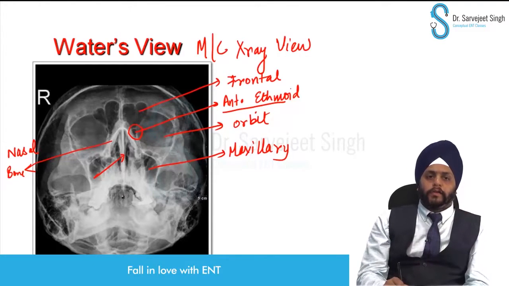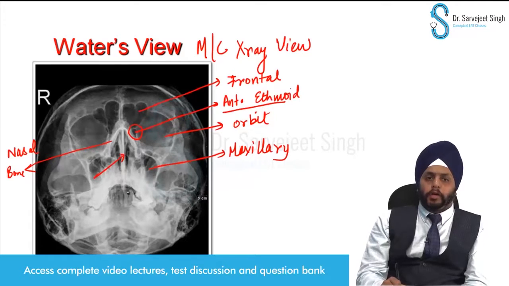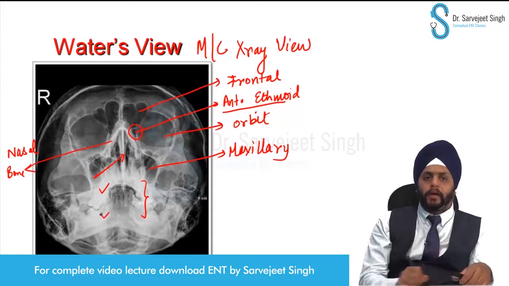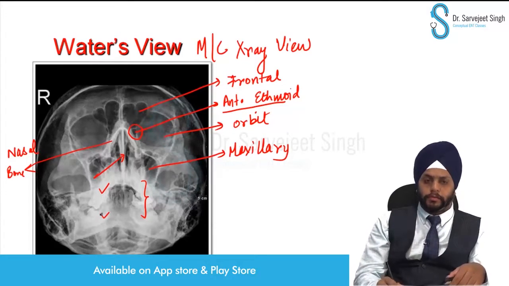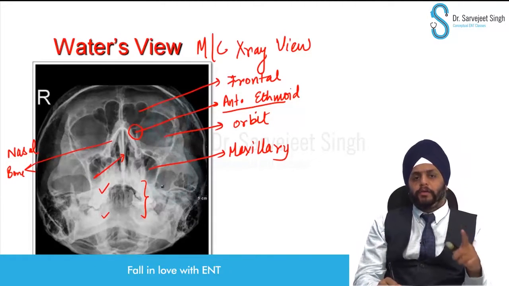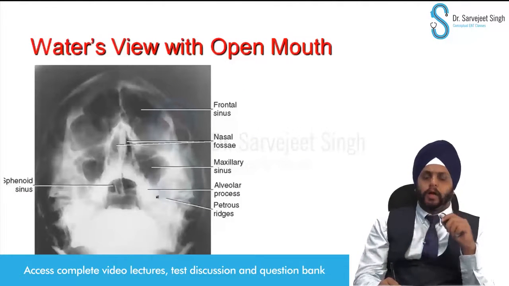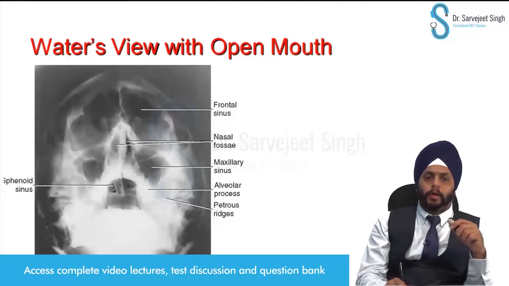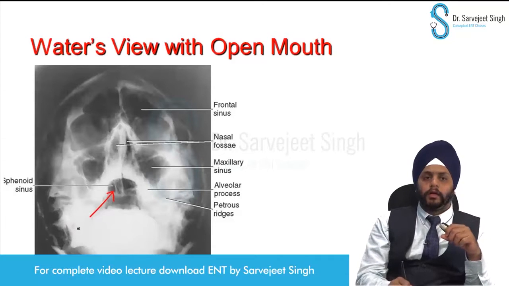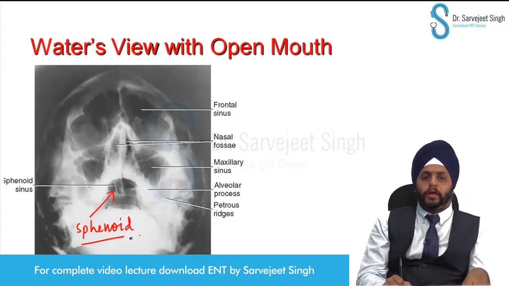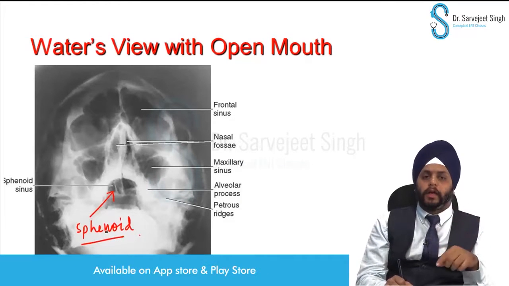All right. So this is the Waters view, and if you notice over here, the patient's mouth is closed. The jaw is closed. So we can identify the maxilla, we can identify the mandible, and we see that the jaw is closed. Suppose I do this Waters view with the open mouth. We can also see the sphenoid sinus.